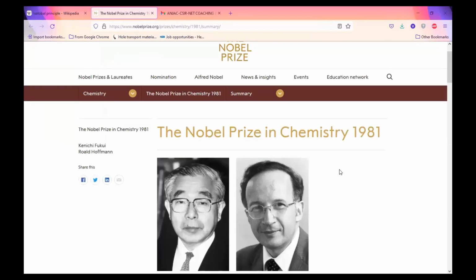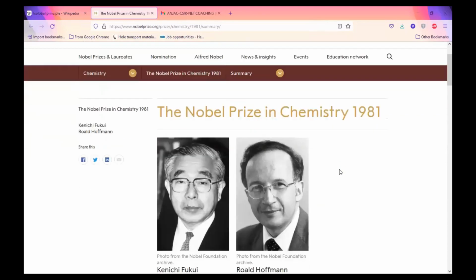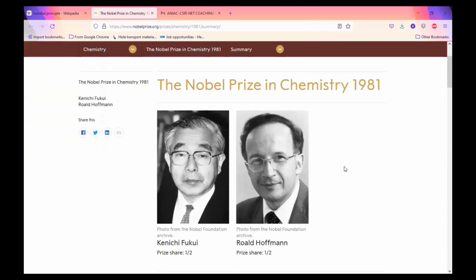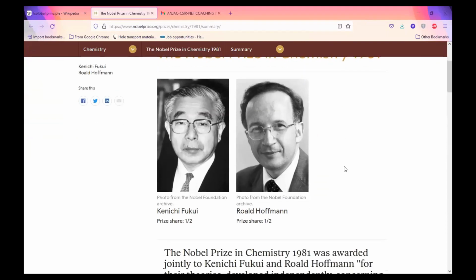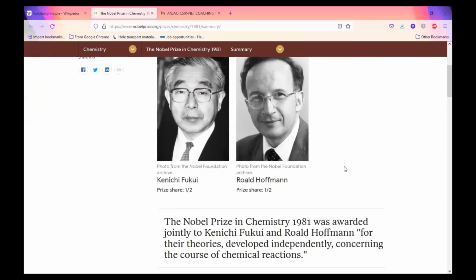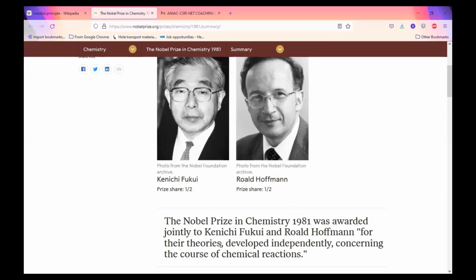This is a page from the Nobel Prize. The Nobel Prize in Chemistry for the year 1981 was awarded to these two gentlemen, Professor Kenichi Fukui of Japan and Roald Hoffmann of USA. Both of them were awarded for their theories, which were developed independently. They worked in two different countries and different labs, and they developed almost the same theories concerning the core of chemical reactions, understanding chemical reactions.